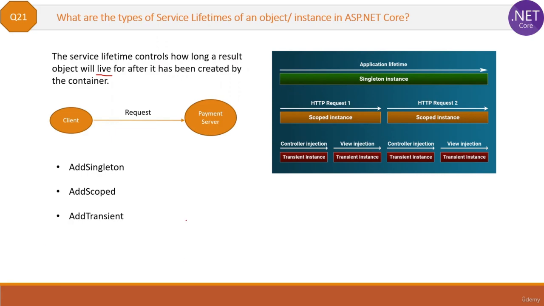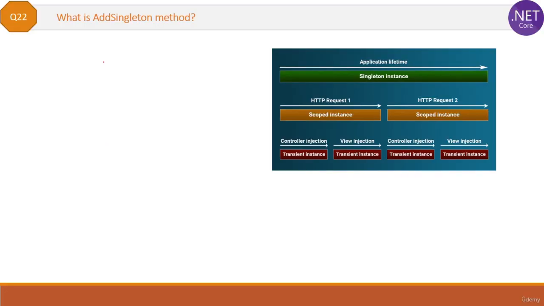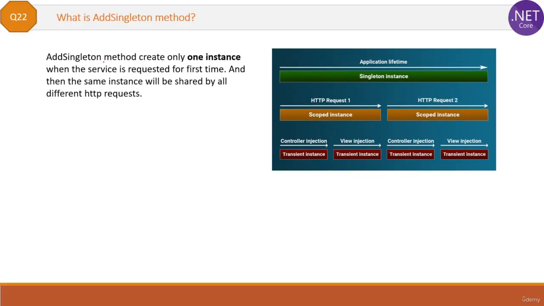So basically, service lifetime is nothing but the life of the object during a request. You can say service is the object here. Now let's see the next question. What is the AddSingleton method? The AddSingleton method creates only one instance when the service is requested for the first time, and then the same instance will be shared by all the different HTTP requests.